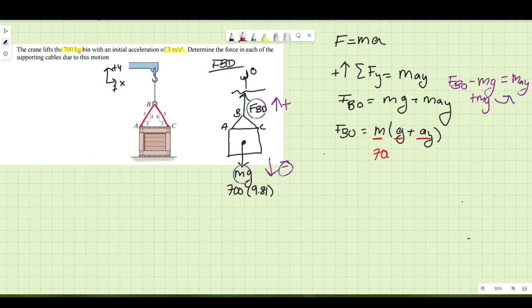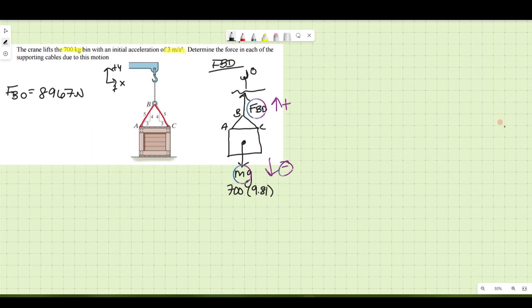So mass is 700 kilograms times 9.81 plus 3. If we add those together, it would be 12.81 times 700. This will give us a resulting force BO equaling 8,967 newtons. We're going to note that over here so we don't forget. It goes 8,967 newtons.